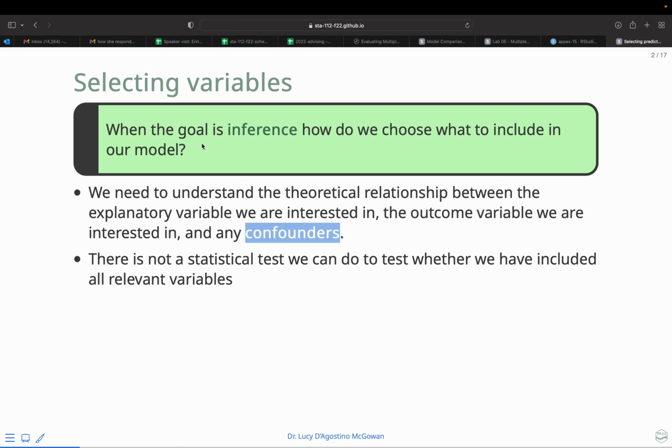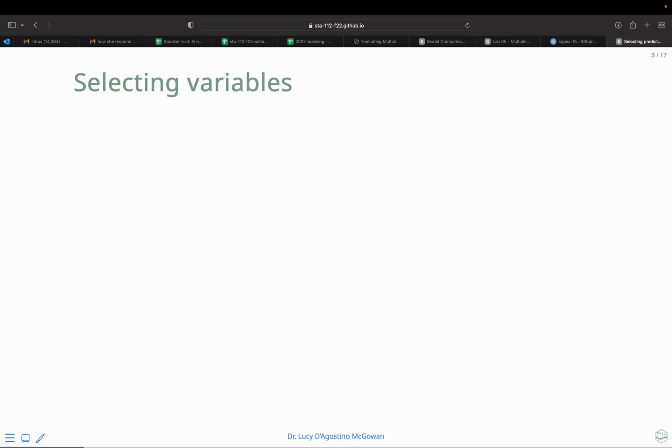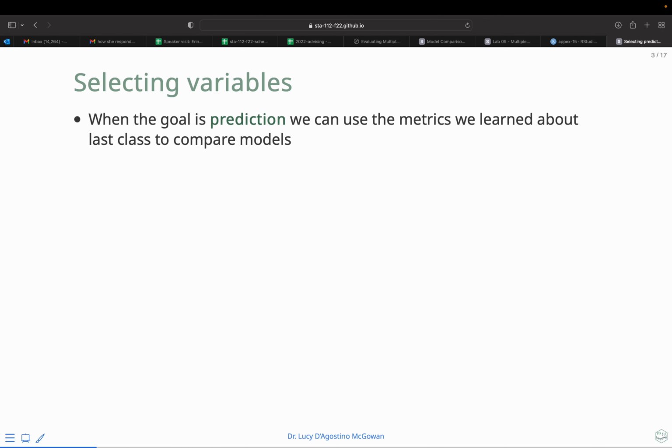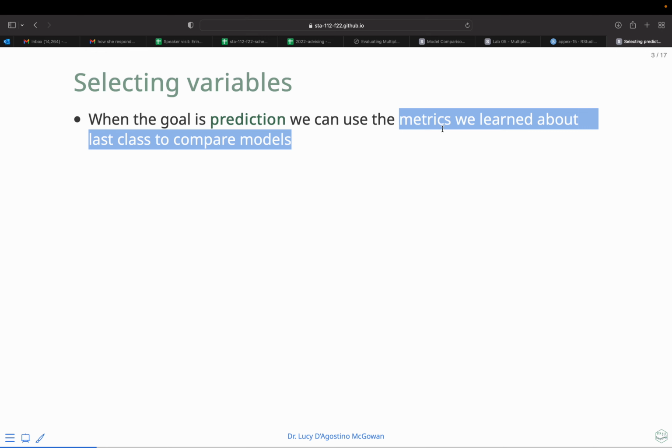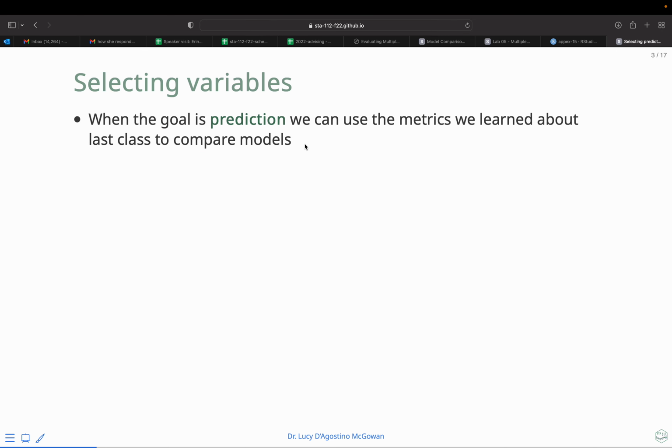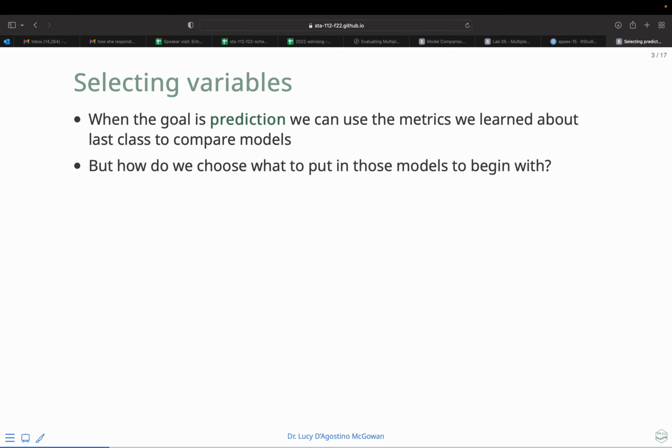So most of what I'm going to talk about now for selecting variables is going to be in the space of prediction models, where we actually can use some of the tools that we've done so far. When the goal is prediction, so that means we're interested in predicting a new Y variable, or in building a model that explains the mechanism between a bunch of X's and Y, we can use the metrics that we learned about last class to compare models and pick one that has the best metrics.